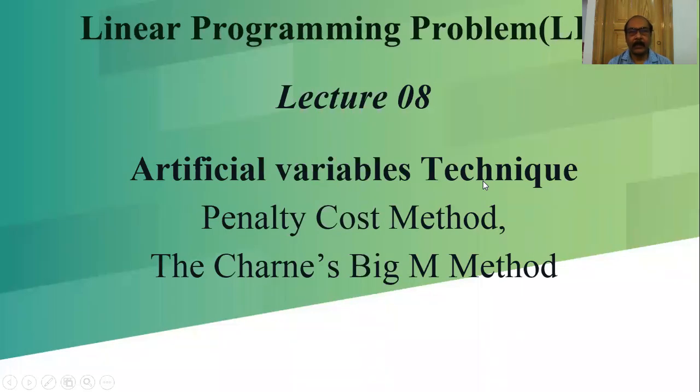In lecture 8, today we learn the artificial variable techniques for solving the linear programming problem. The artificial variable technique is also known as the penalty cost method and also known as the Charnes Big M method. Basically, in short form we know it as the Big M method, but in the name it is the Charnes Big M method. Also, it is known as the penalty cost method, and also as the artificial variable method.